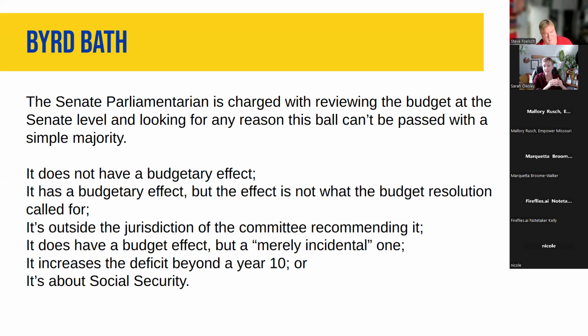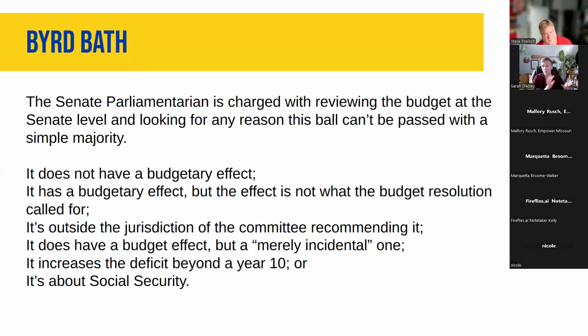There is a process by which they can pass these appropriation bills with only a simple majority, as long as it doesn't violate the Byrd rule. And so these are the components that would put this language in violation of that. It doesn't have a budgetary effect. The Senate parliamentarian looks at all of the bills that move through the Senate, not just budget bills. So obviously the budget is going to have a budgetary effect.